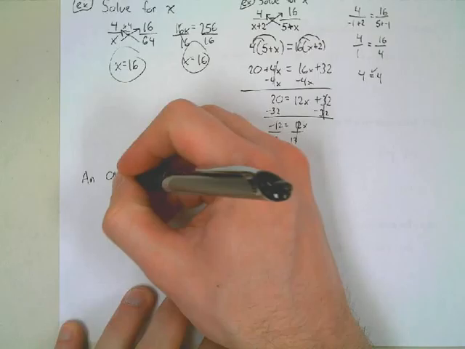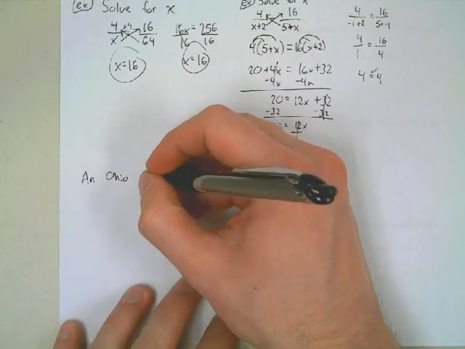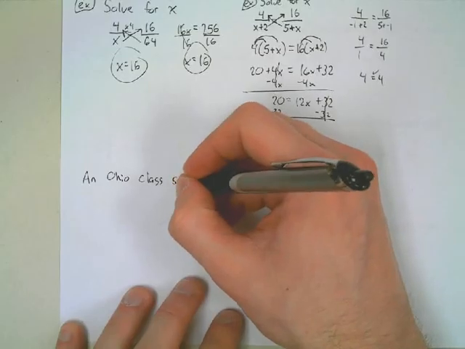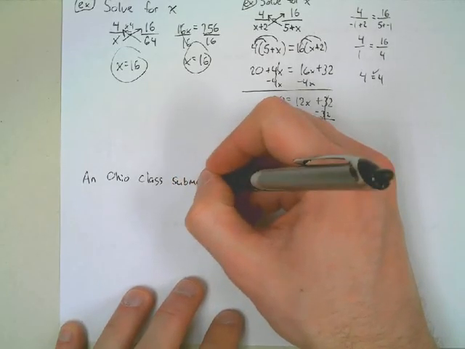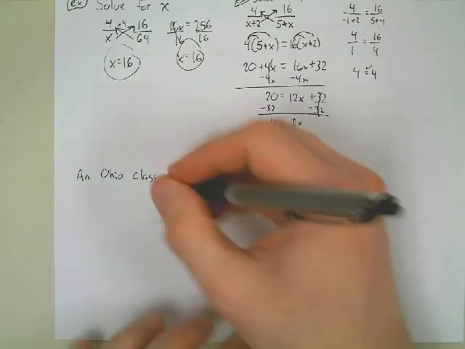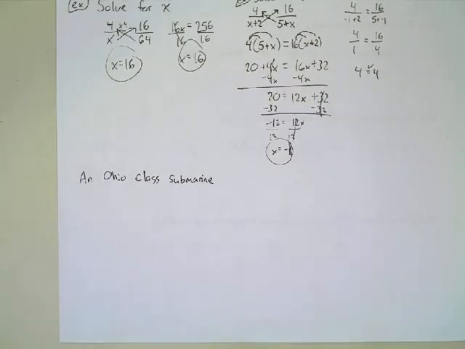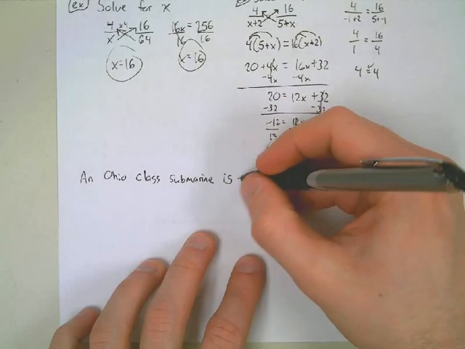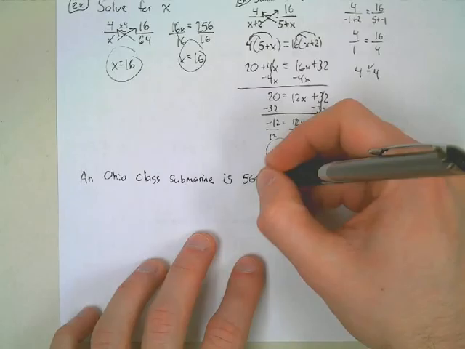So an Ohio-class submarine, all right. So submarines have different classes for their size and what they carry, I guess, and all that stuff, what they're made for. And so the Ohio class, okay, is one of those classes. And it is 560 feet long in real life, okay?